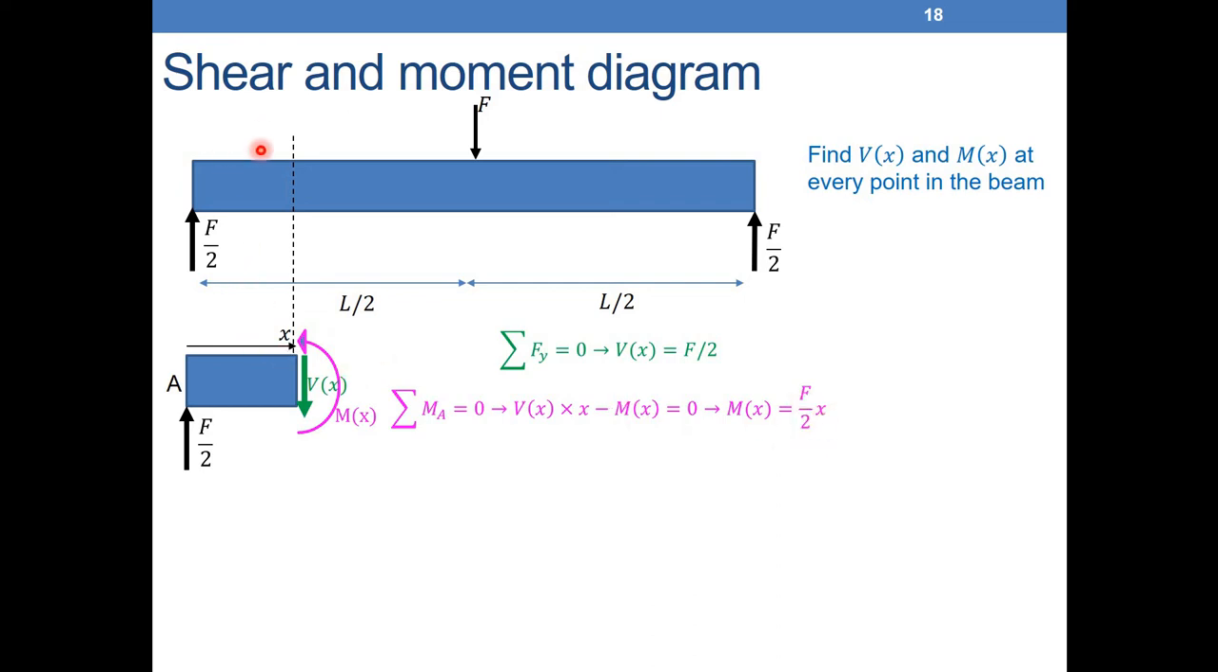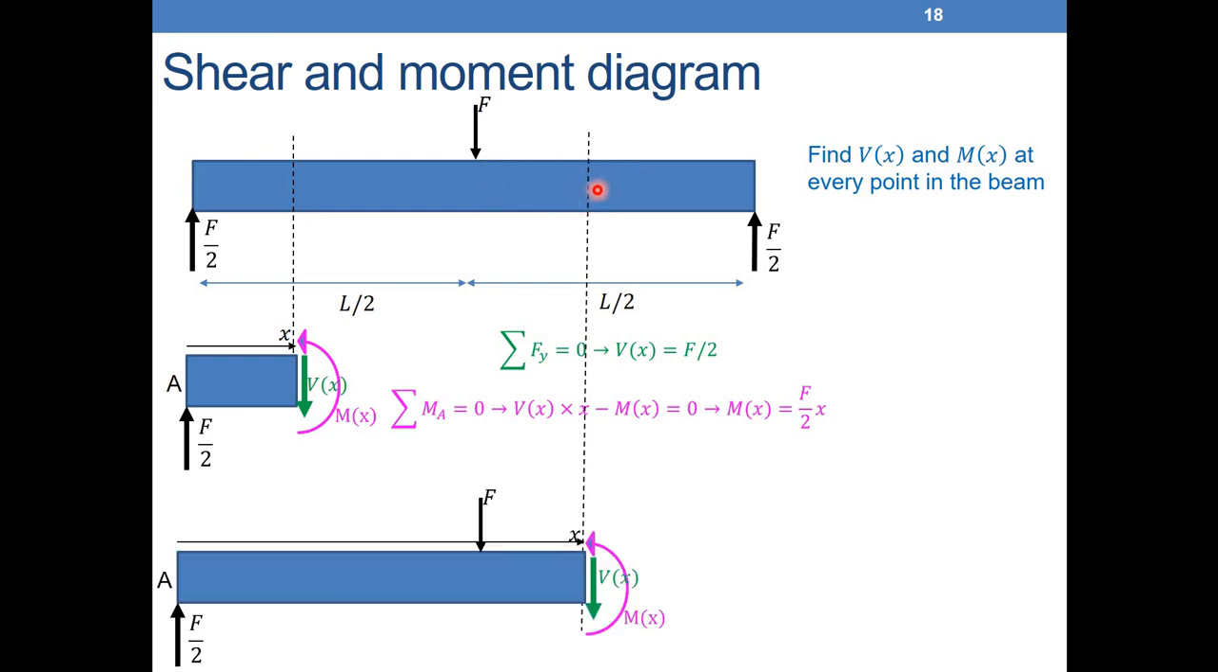So at any point x where I do a cut, I will always have V of x equal to F over 2 and M of x equal to F over 2 times x. You can try to do any cut here and isolate the left portion, and you will always have this result between 0 and L over 2. Now between L over 2 and L it will be a different story. Why? Because now we have another force that we should take into account when we isolate the left portion, which is F. So let's make any cut here also between L over 2 and L.